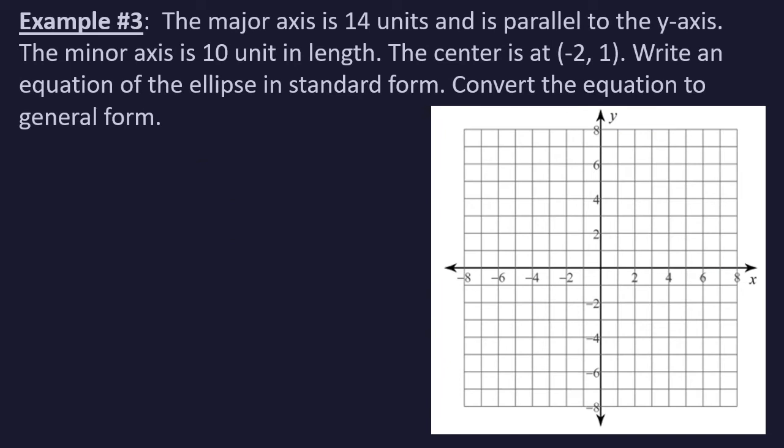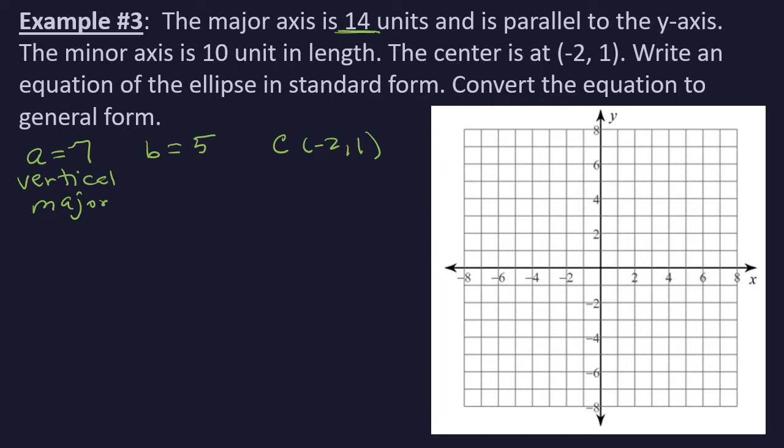Okay, I have a major axis now that's 14 units long, so that will tell me that my a value is 7, and it's parallel to the y-axis, so my vertical is my major axis for this next problem. The minor axis is 10 units long, so that tells me that b is 5, and I know that my center is at (-2, 1). It says write an equation of the ellipse in standard form and then convert it to general form. Technically, the graph is there if you need it, but you are not required to graph this one.